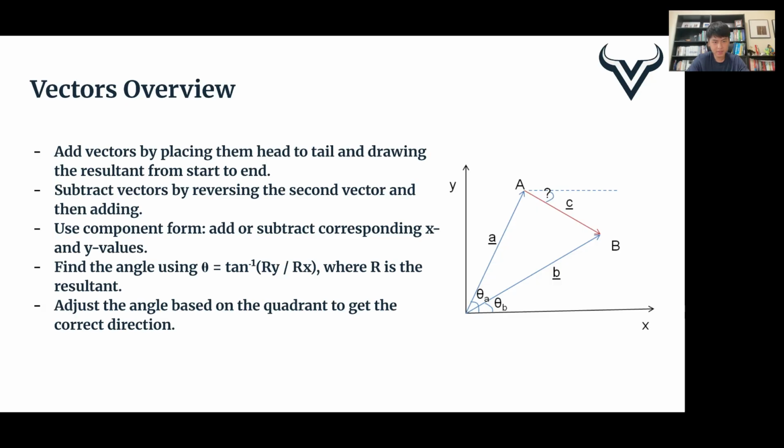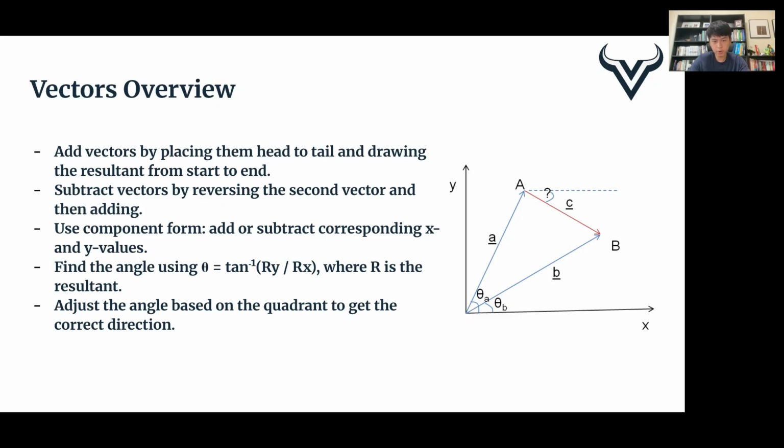Vectors overview. When you add vectors, visualize it by placing them head to tail and drawing the resulting vector from the start of the first vector to the end of the last vector. When you subtract vectors, you reverse the second vector, you reverse its direction, and then do the same process as adding. So you flip it, place it head to tail with the first vector, and then draw a line from start to end.